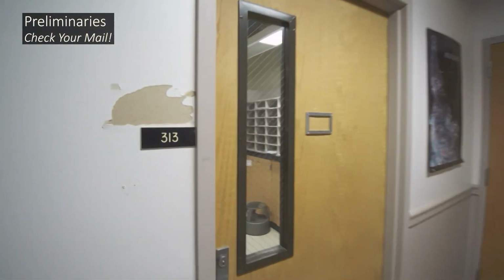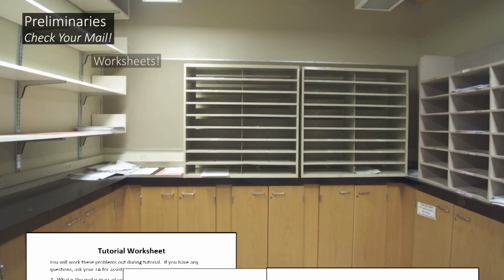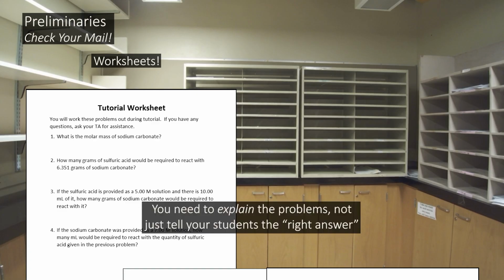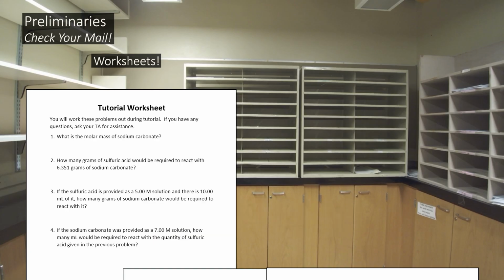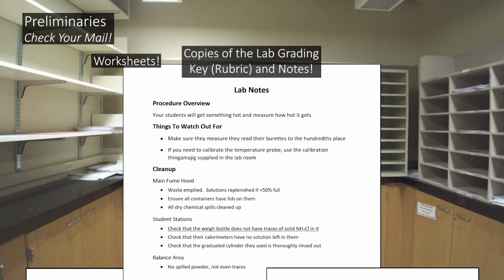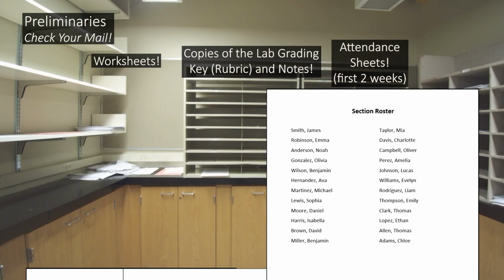Next, check your mailbox in Fulmer 313. Some of the things you'll get there include worksheets that your students will go over in tutorial. Make sure to give yourself some time to do these yourself. Believe me, this will make it much easier to answer your students' questions. You should also be given an answer key to check your own answers against to make sure you got them right. Another thing you'll find here are paper copies of the lab's grading keys and the notes I mentioned a minute ago. And in the first 2 weeks of the semester, you'll get attendance sheets that you have to complete and return to us.